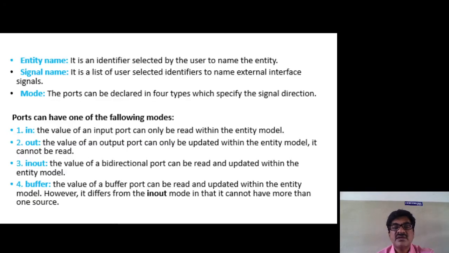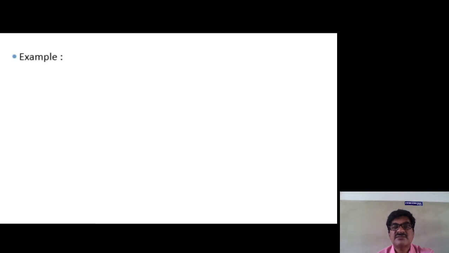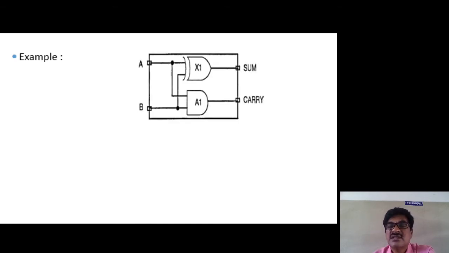Based on this syntax we can know that the entity declares or defines inputs and outputs, the number of inputs and number of outputs, and their data type. Of course, sometimes the initial value for each port can also be mentioned. So let us see an example entity for a digital circuit. Coming to the example, let us take a half adder.